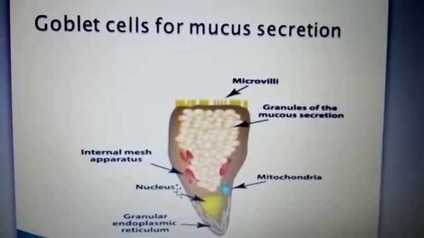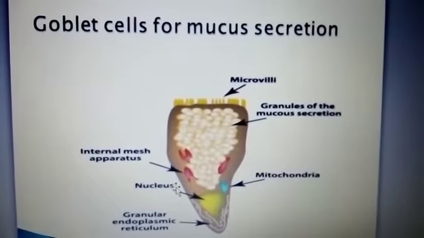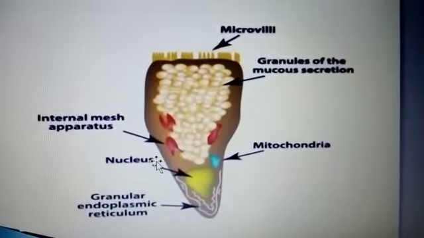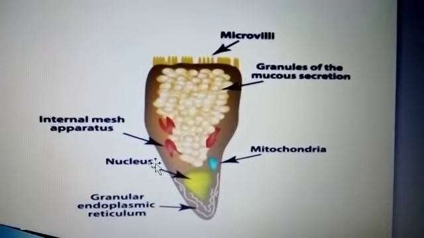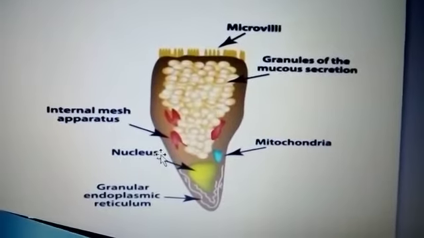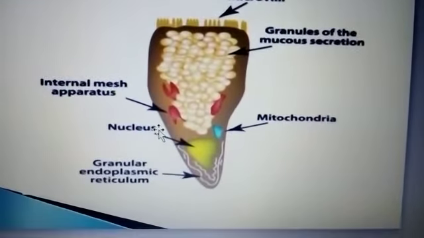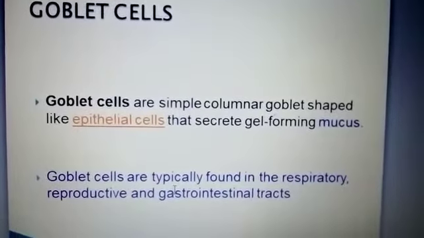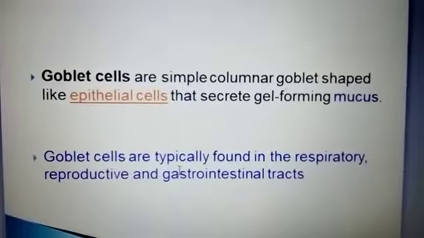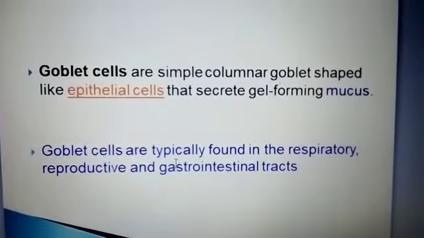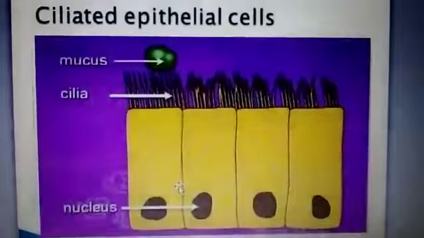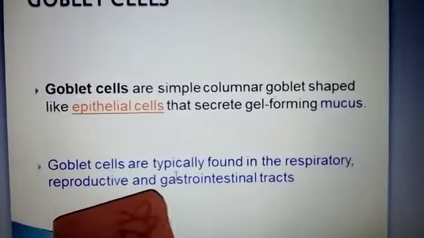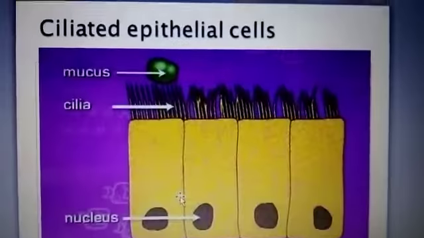Now goblet cells. These are the cells which are responsible for the secretion of mucus. We see the structure. These have microvilli on the surface. You can see mitochondria and nucleus. So goblet cells secrete gel-like mucus into the respiratory tract. In addition to the respiratory tract, they can be found in the reproductive and gastrointestinal tracts.